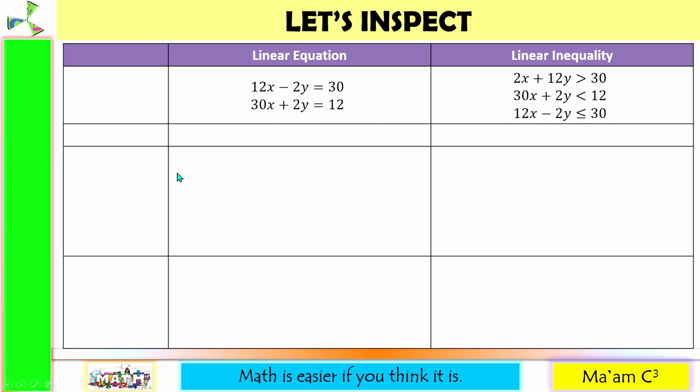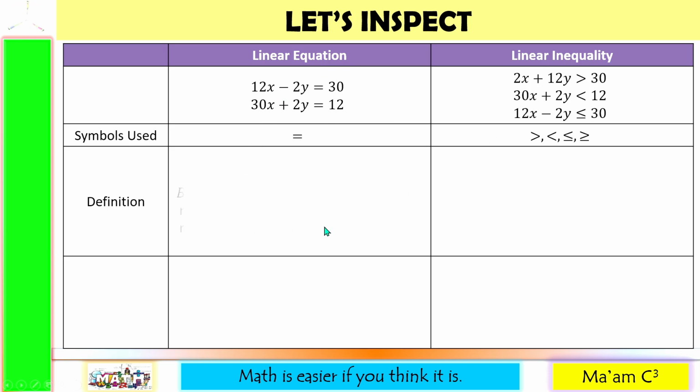Let's talk about the symbols used. Here, we make use of the equal sign, while in here, we make use of inequality sign. We have greater than, less than, less than or equal, and let me add, we can also make use of greater than or equal. Now, let us define linear equation in two variables and linear inequality in two variables.